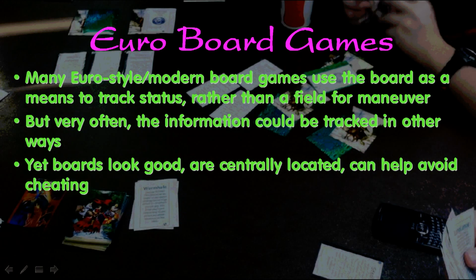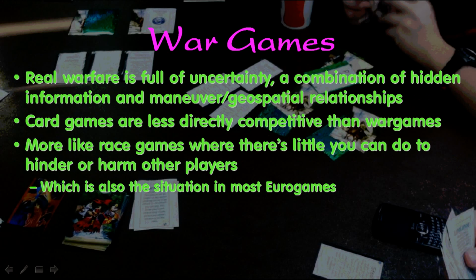Now, nowadays we have Euro-style board games that use the board often as a means to track status rather than a field for maneuver. In most cases, the information could be tracked in other ways, yet boards look good, they're centrally located, and they can help avoid cheating. War games, on the other hand, are trying to reflect real-world warfare, which is full of uncertainty. It's a combination of hidden information and maneuver or geospatial relationships. And what gets dropped often is the uncertainty.